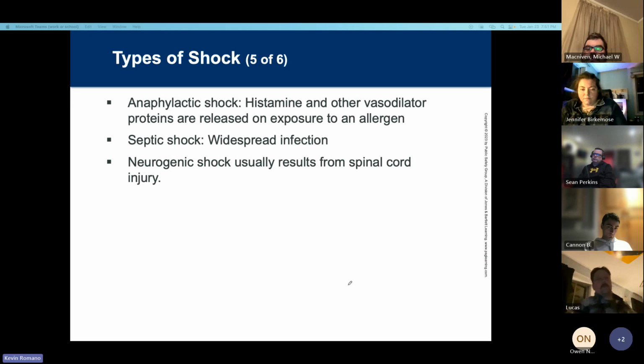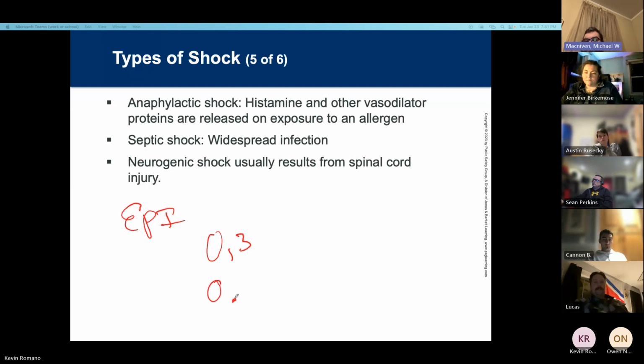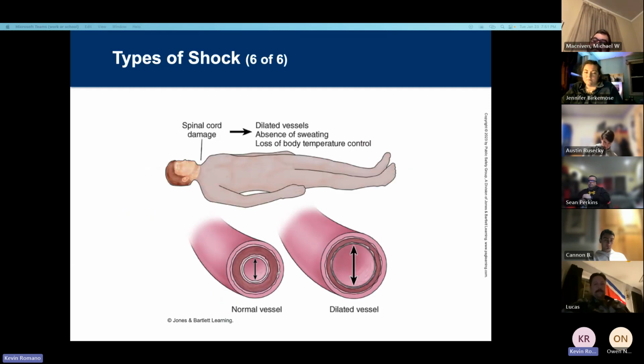What medication do you carry as an advanced EMT that can help with anaphylactic shock other than Benadryl, which we do not carry? Epinephrine. What is your dose for adult? 0.3. You used to saying that 0 in front of it, okay? And what's the pediatric dose? 0.15. Okay. Perfect. All right. Next slide then.